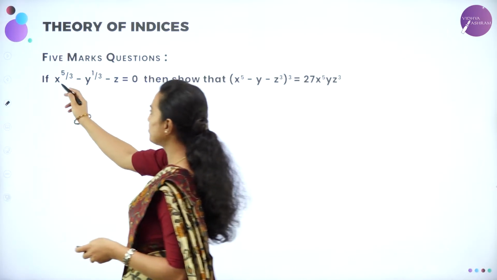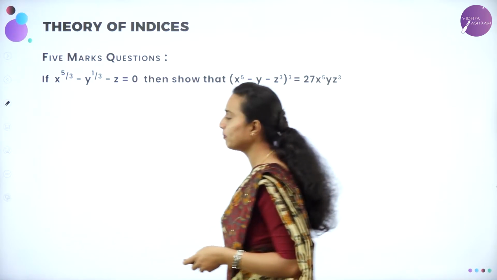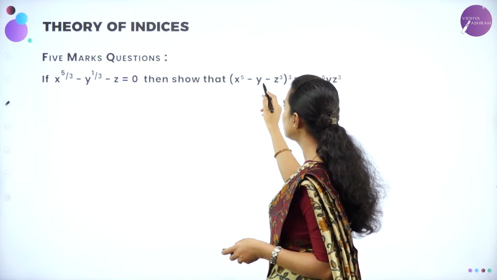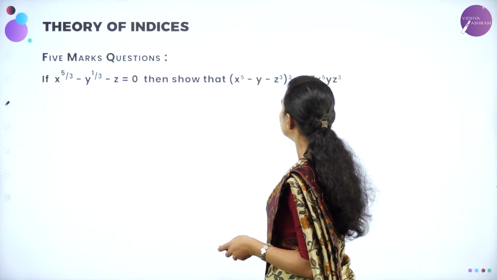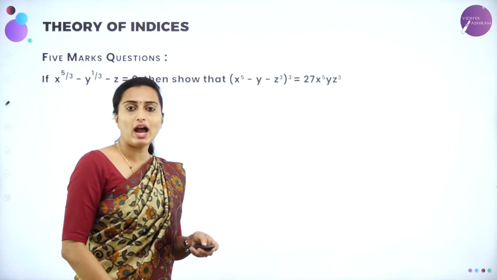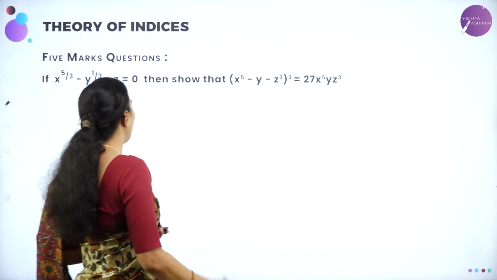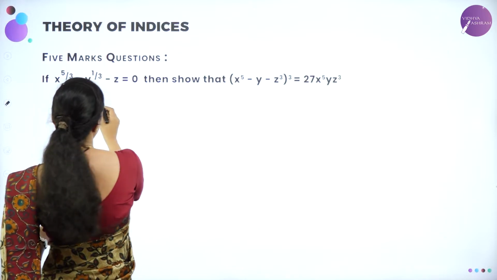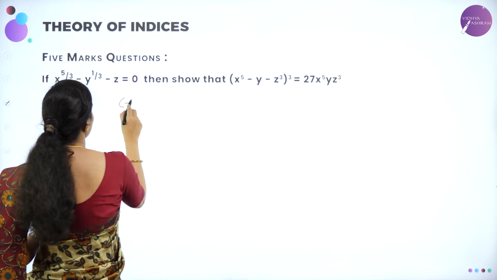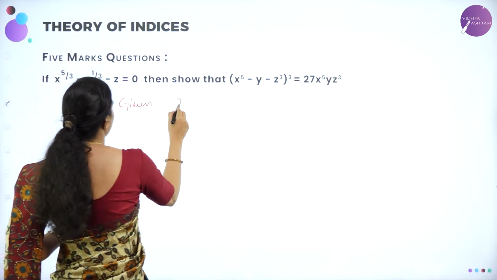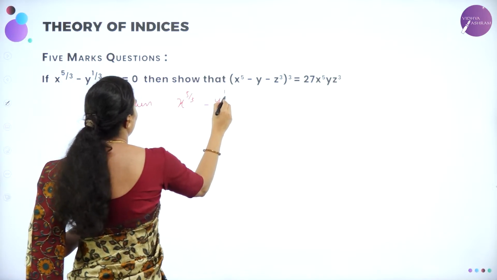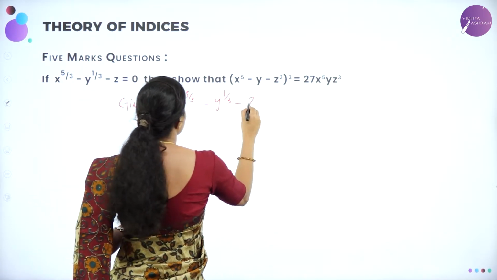What is that? x power 5 by 3 minus y power 1 by 3 minus z is equal to 0. Then show that (x power 5 minus y minus z) whole cube, z cube whole cube is equal to 27 x power 5 y z cube. So here, I am going to take it as given: x power 5 by 3 minus y power 1 by 3 minus z equal to 0.